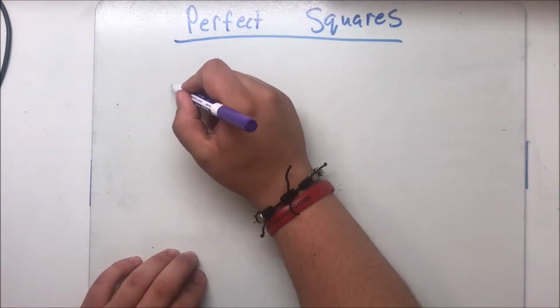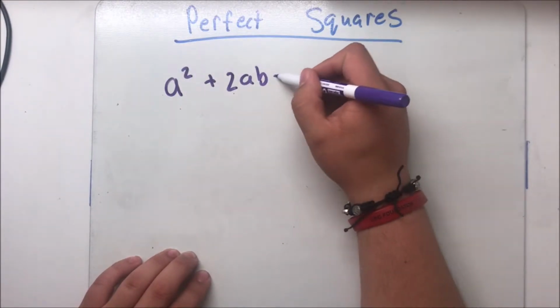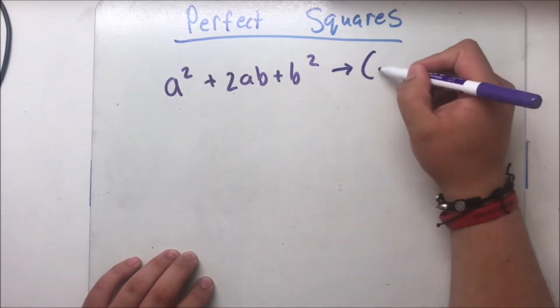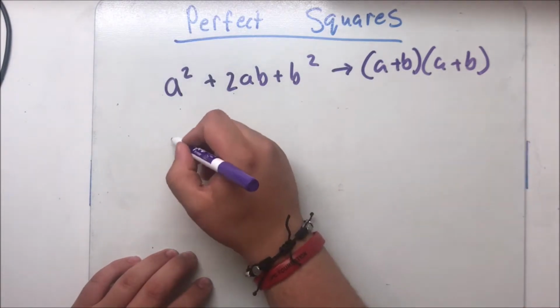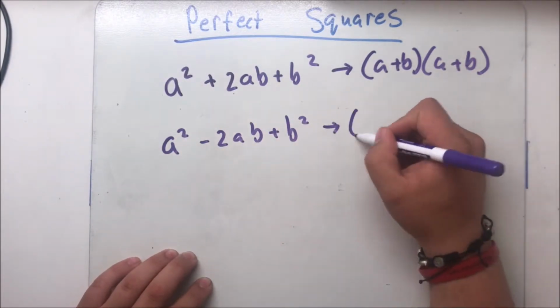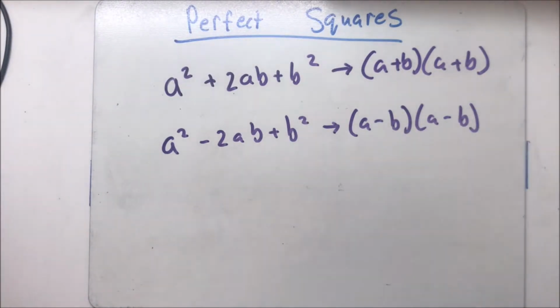Now, dealing with perfect squares, we use the formula a squared plus 2ab plus b squared, which should equal a plus b times a plus b. When dealing with negative numbers, though, you use a squared minus 2ab plus b squared, which gives you a minus b times a minus b.